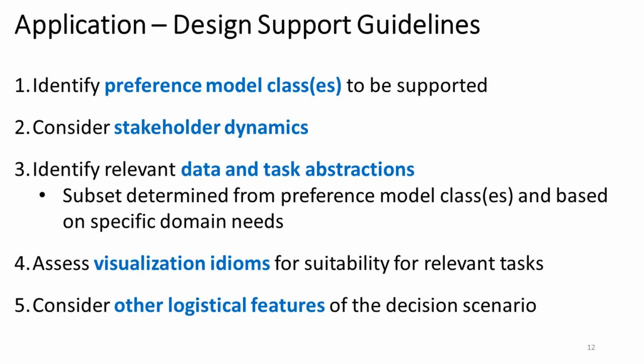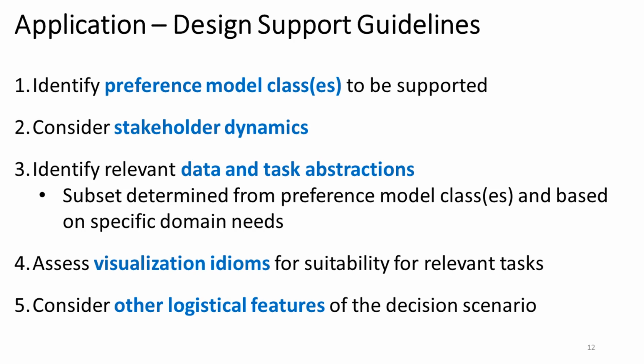Another important application is the development of guidelines to support the design of preference visualizations. We recommend that designers first identify the preference model classes to be supported by their systems. They should consider questions such as whether their alternatives will be evaluated directly, or if the evaluation will include their attributes. Once the preference model classes are identified, designers should consider whether downstream classes within the taxonomy should also be supported. Designers should also consider stakeholder dynamics.